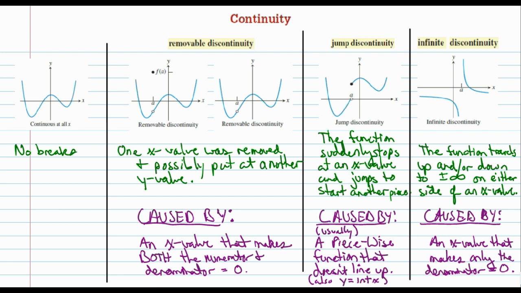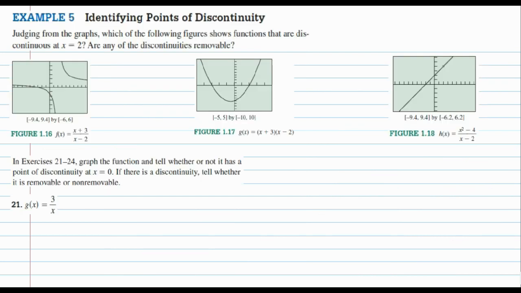So let's look at example 5. Identifying points of discontinuity. Judging from the graphs, which of the following figures shows functions that are discontinuous at x equals 2? Are any of the discontinuities removable? So I'm going to look over here, and visually I see some sort of infinite discontinuity here, but is that at 2? Is that at 3? Is it at 1? I don't know, it's hard to see.